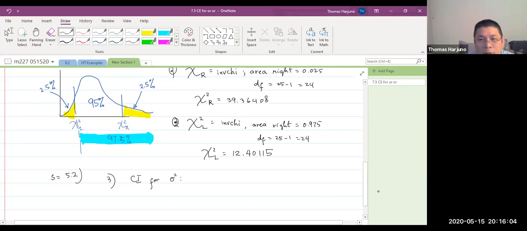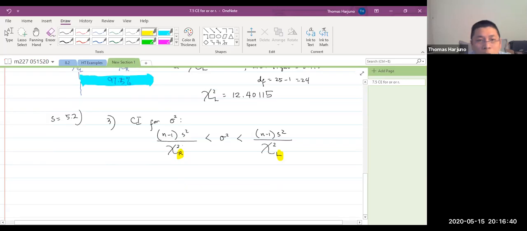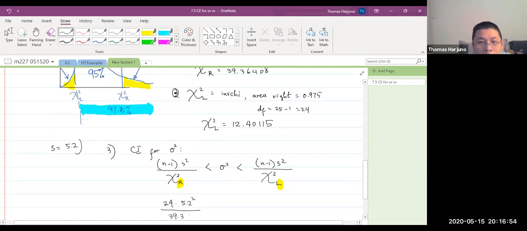I need to do the sigma squared first. The formula is n minus 1 s squared over chi squared right less than sigma squared less than n minus 1 s squared over chi squared left. So you have the same formula except this. We will compute that. That will be 24 times 5.2 squared over 39.36408 less than sigma squared less than 24 times 5.2 squared over 12.40115.